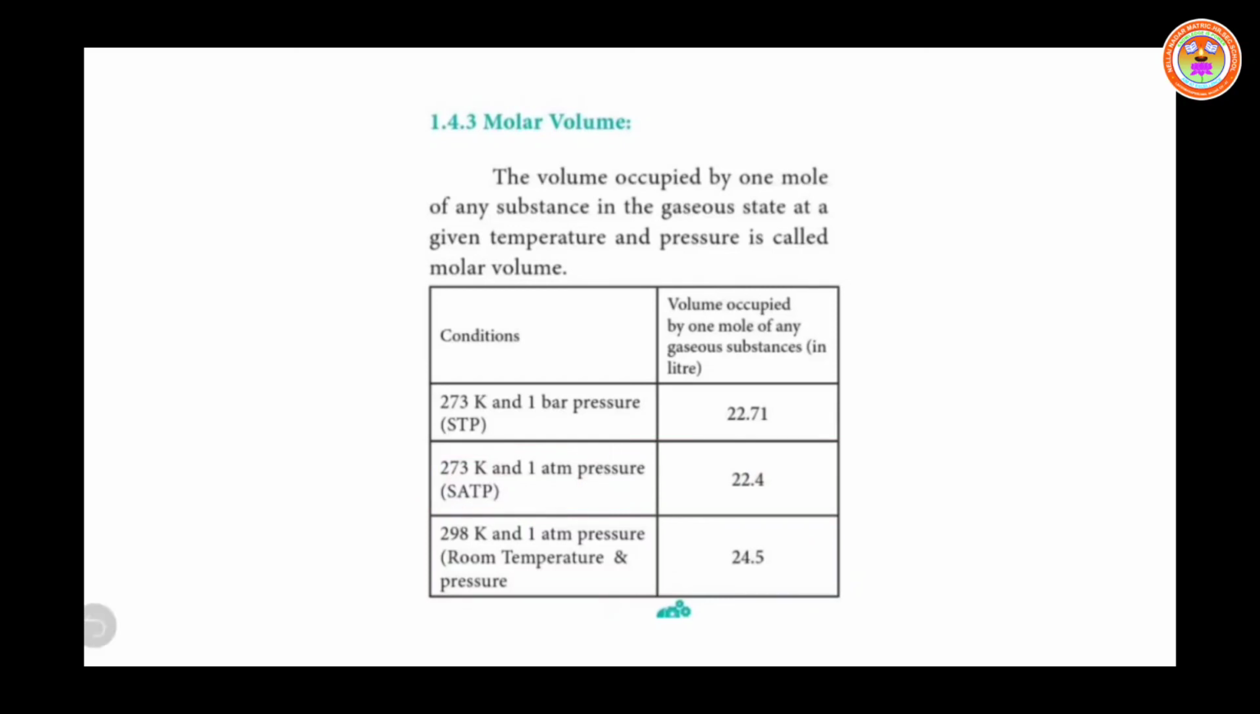Then, at room temperature and pressure, the volume occupied by 1 mole of any gaseous substance is 24.5 liter. Room temperature is 298 Kelvin and the pressure is 1 atmospheric pressure. Understand, children? So go through the definition of molar volume and the volume occupied by 1 mole of any gaseous substance under different conditions.